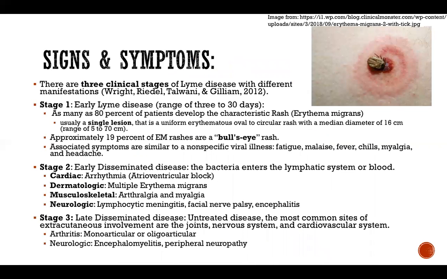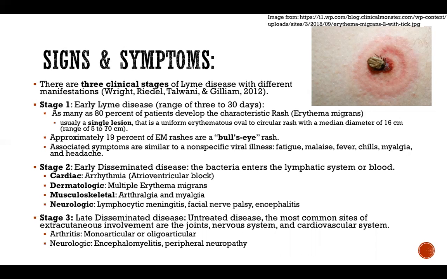So, signs and symptoms: there are 3 clinical stages of Lyme disease with different manifestations. Stage number 1 is early Lyme disease. As many as 80% of patients develop a characteristic rash, erythema migrans. It's usually a single lesion, a uniform erythematous, oval to circular rash with a median diameter of 16 centimeters. Approximately 19% of erythema migrans rashes are bull's-eye in appearance, as we can see in the picture. Associated symptoms are similar to nonspecific viral illnesses: fatigue, malaise, fever, chills, myalgia, and headaches.